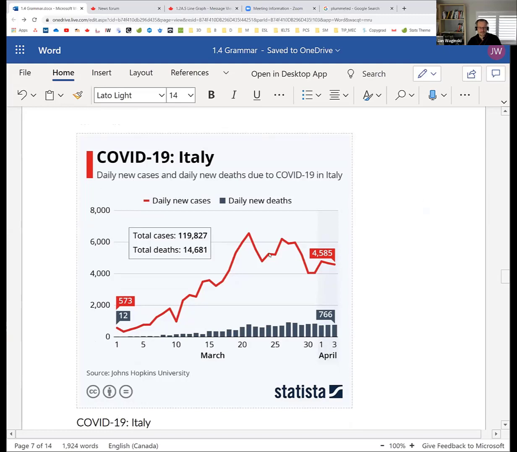Okay, so these are not the ones, I've got 3 of these, that you're going to do for today's assignment. This is just the ones so we can talk about grammar for a little bit. Just looking at this graph, what does it show you?